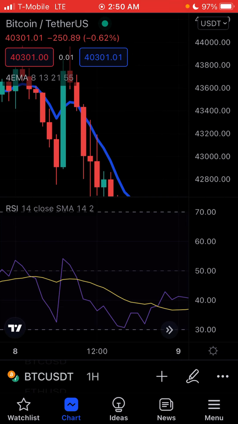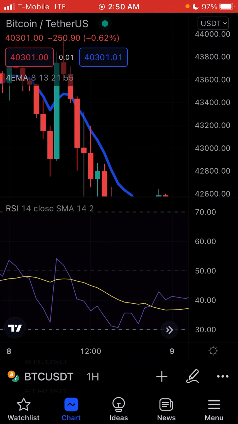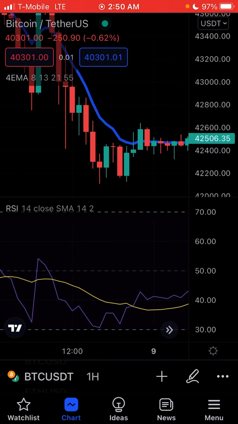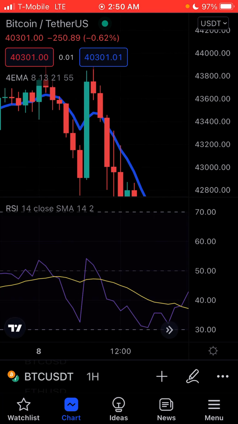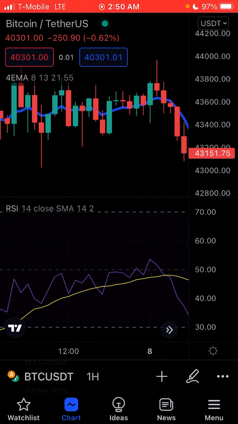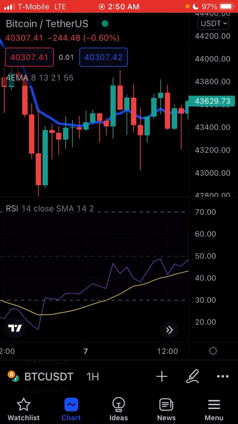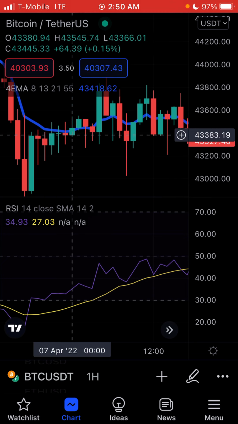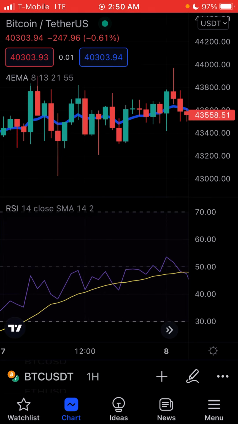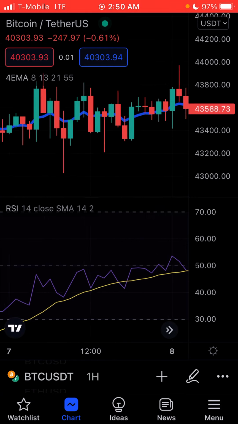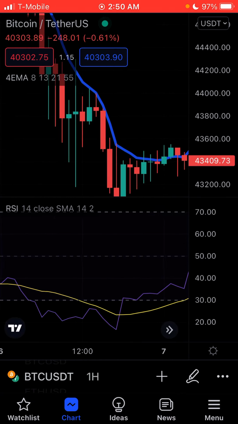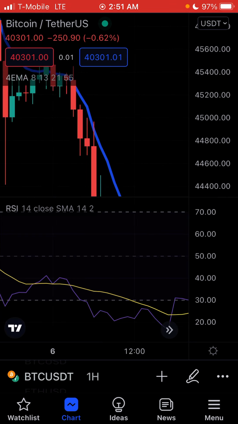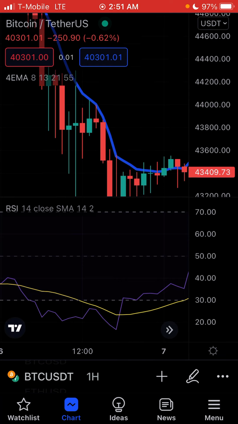Okay, so we see a red candle going down, kissing the blue line. Red candle going down, what happens? Big dip. Big dip happens. So let's find another green candle. Okay, you can see this one right here. It's kissing the blue line. What happens? Goes up a little bit. And then you see another dip down. Red candle kissing the blue line, big dip down.